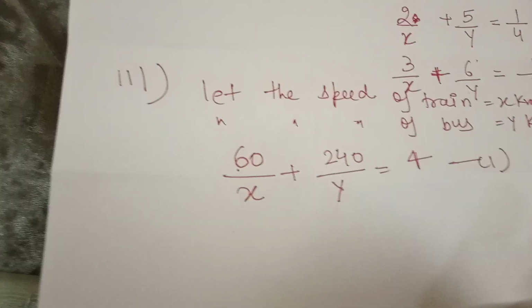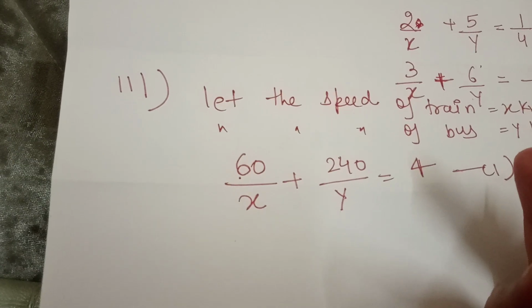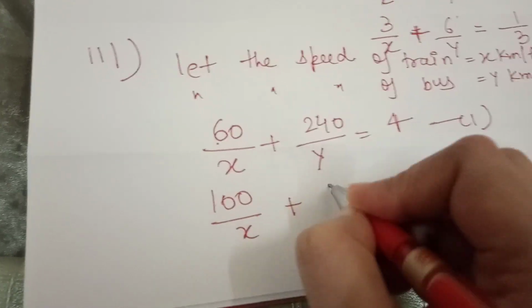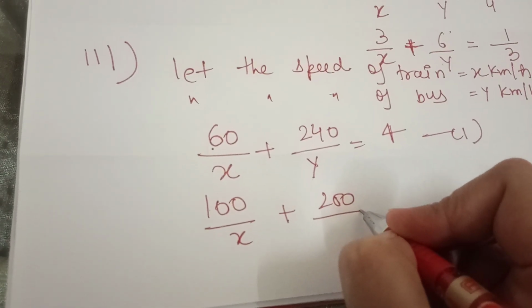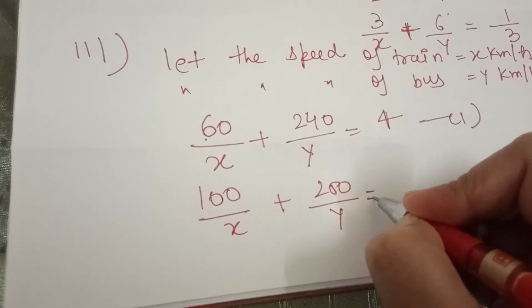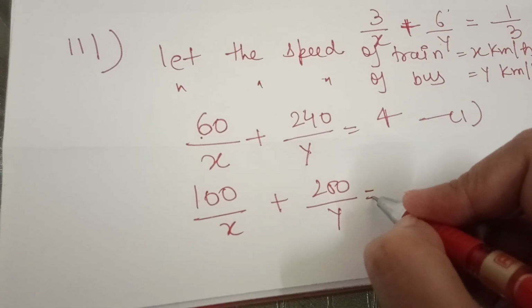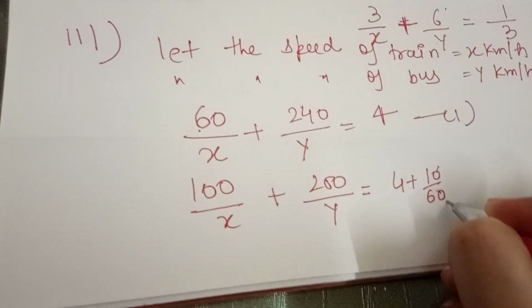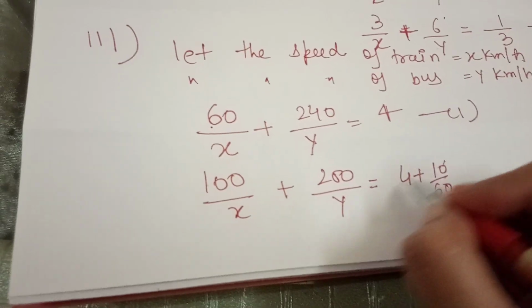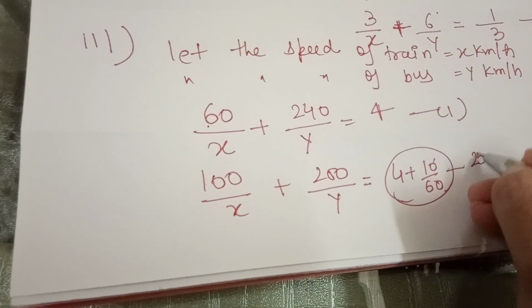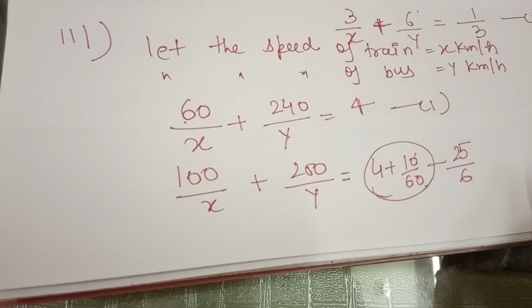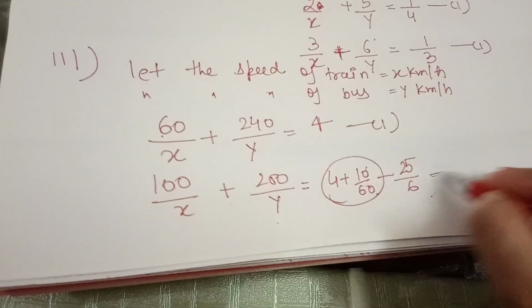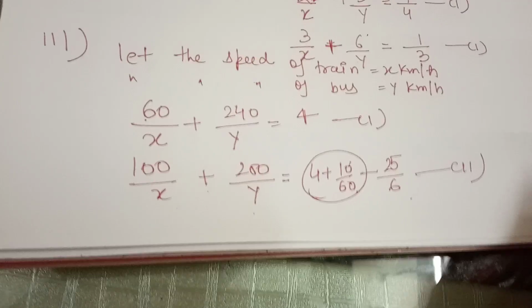So this is the first equation. And the second equation, same according to the condition. In the second condition, she is traveling 100 kilometer by train, so 100 upon x, and rest means 200 by bus, so 200 upon y, and the total time she is taking 10 minutes longer. It means 4 plus 10 upon 60. We have to convert minutes into hours too, only then can we add. So when you will solve it, it will be equal to 25 upon 6. So this is your second equation, 100 upon x plus 200 upon y equal to 25 upon 6. So these are the two equations.